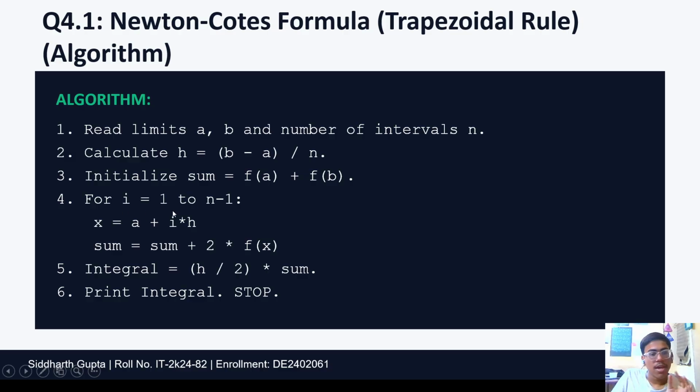Next, we will start a for loop from i equal to 1 to n minus 1, and we say x is equal to a plus i into h, and sum will be sum plus 2 into f(x). Then the integral will be h by 2 into sum, and we will print the integral and stop. So this is a simple algorithm for finding the integral using the trapezoidal rule.